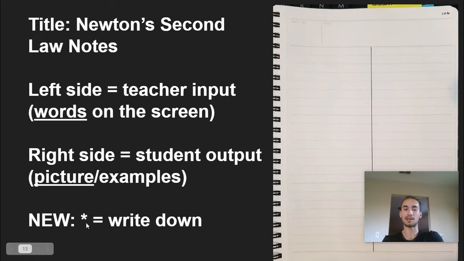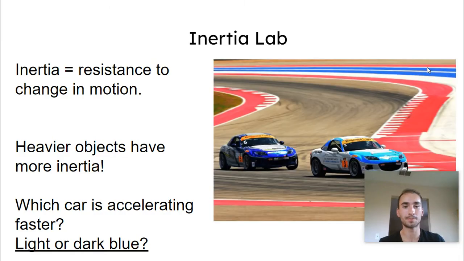And this is new. I just added it. If you see this star, this asterisk, that means it's very important and I'll help you on the quiz. So that means you need to write it down. Everything else that doesn't have the star, it's okay if you don't have it down on your notes.